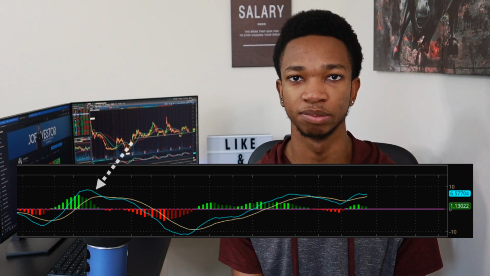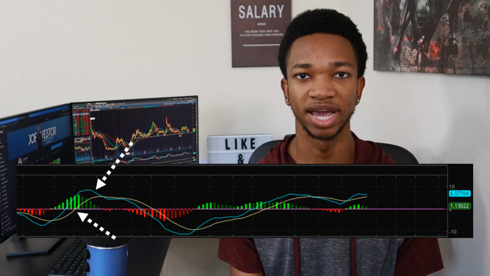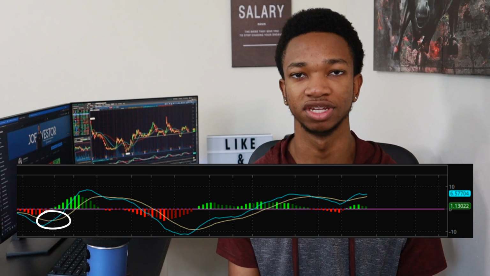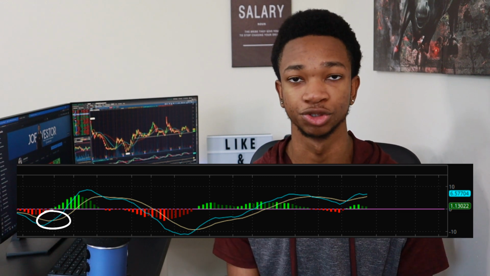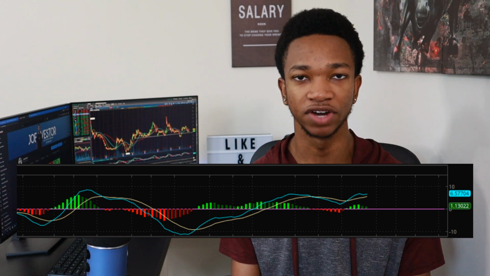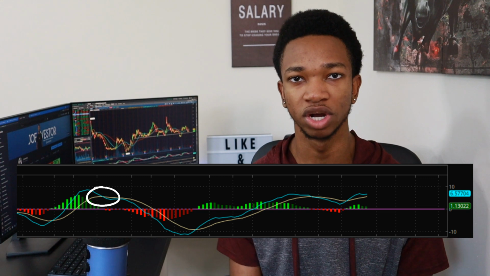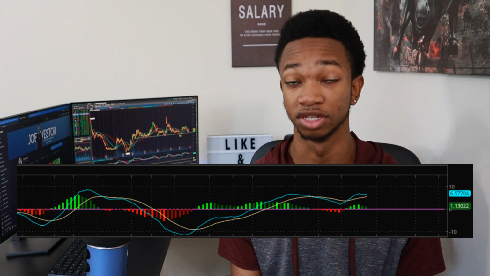The first line is the MACD, and then the second line is a signal line. When the MACD crosses above the signal line, that shows a bullish change within the market and that you should be buying up the particular stock you're looking to trade. And then vice versa, when the MACD crosses below the signal line, that's when you want to be selling, or you can expect a move further down within the stock price.